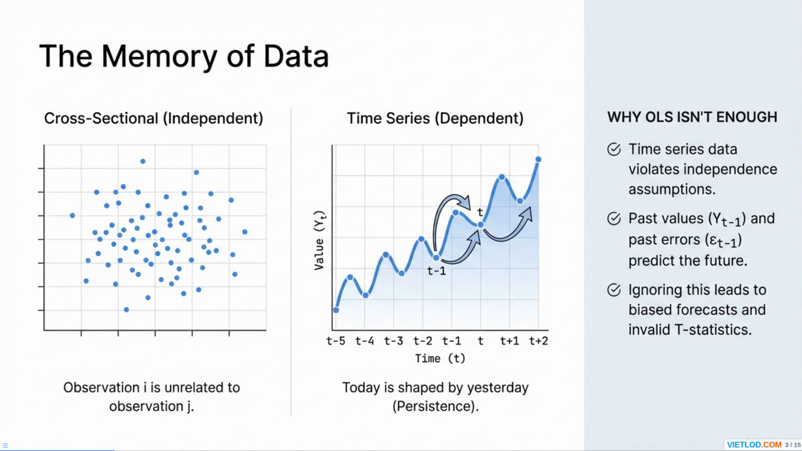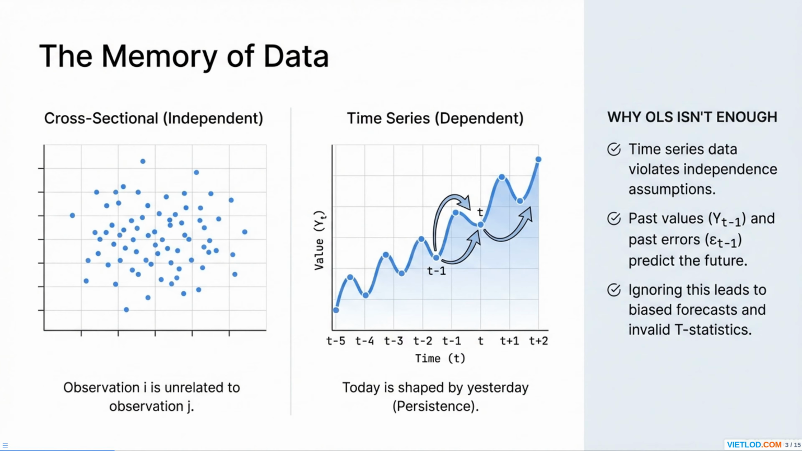When we work with cross-sectional data, each observation is typically independent, meaning one data point doesn't directly influence another. For instance, my height doesn't predict my neighbor's height. This independence is a fundamental assumption for many standard statistical methods, including ordinary least squares, or OLS.